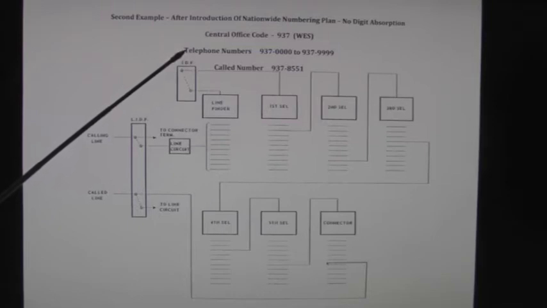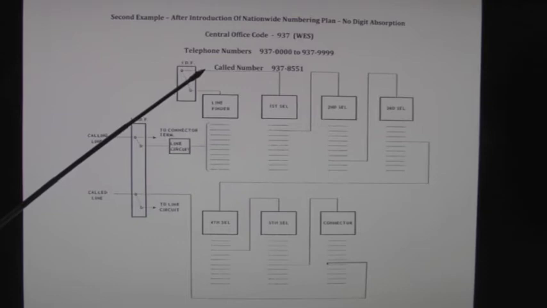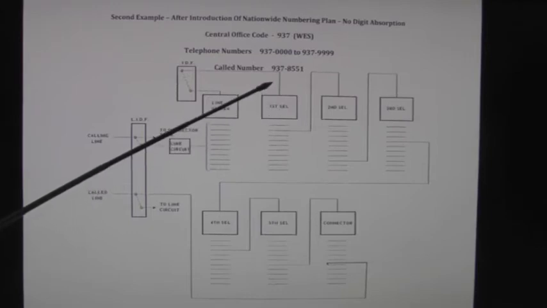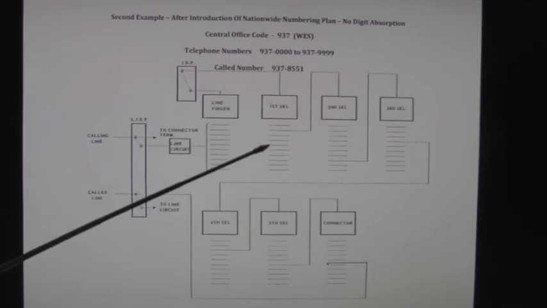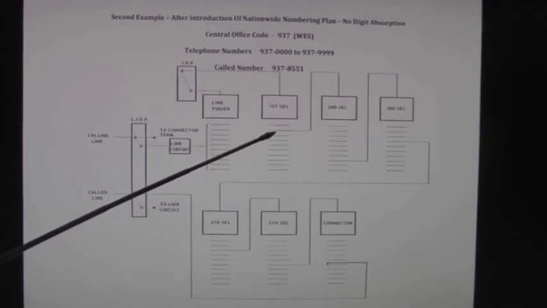And in the directory, the telephone numbers would be listed as 937-0000 to 937-9999. So the call that we're going to make this time is a 7-digit call, 937, same phone number, 8551. And the calling line dials the first digit, which is a 9. So the first selector steps up to the 9th level, rotary hunts to find an idle second selector, finds an idle second selector and seizes it.